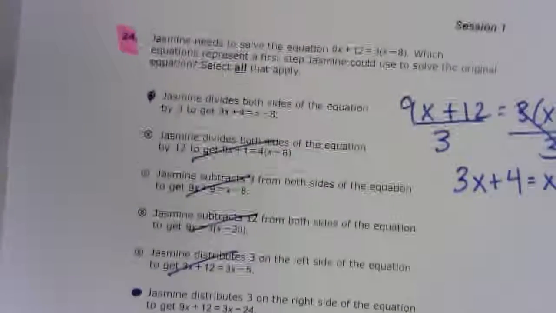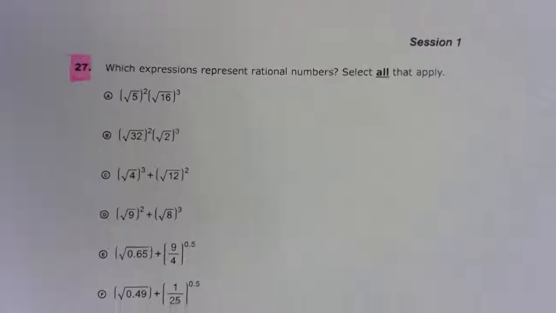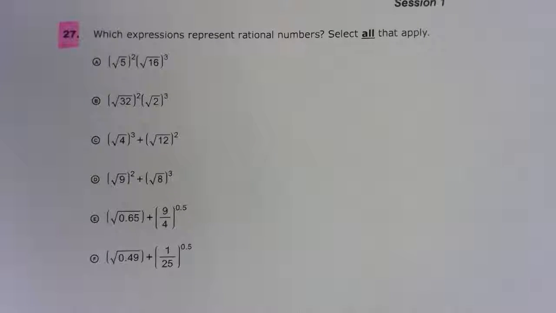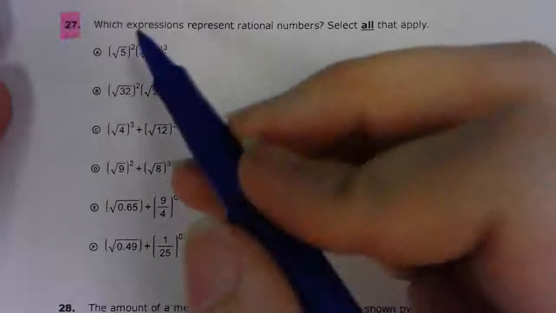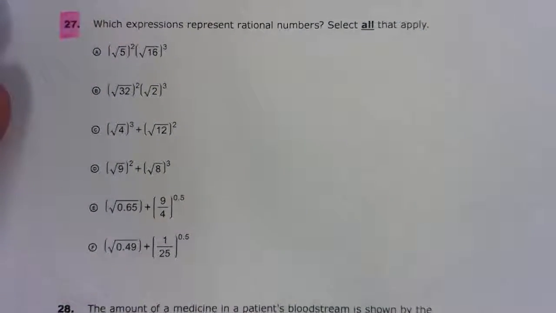All right, the next one related to packet 1 is question 27. Which expressions represent rational numbers? So remember, irrational numbers are numbers that do not stop and do not repeat. Now, if we go through these, we could type each of these in our calculator to decide which ones will leave us with rational, but we know that if there's an irrational number anywhere in the multiplication, it becomes an irrational number. If we multiply by irrational, it's going to be irrational. So this is irrational. Remember, non-perfect squares are irrational.